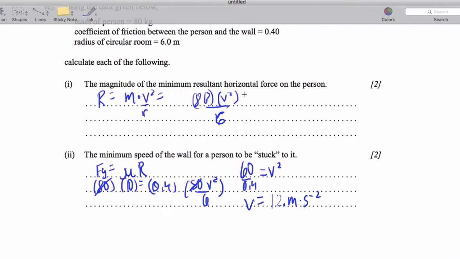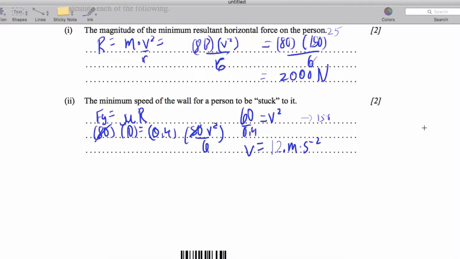And then since this v squared, I actually got it as 150 when I looked at v squared, I can get R now as 80 times 150 divided by 6. So 150 divided by 6, that's 2 times 6 is 12, so it's 30 times 5. 80 times 25 is going to be 2,000 newtons of force.